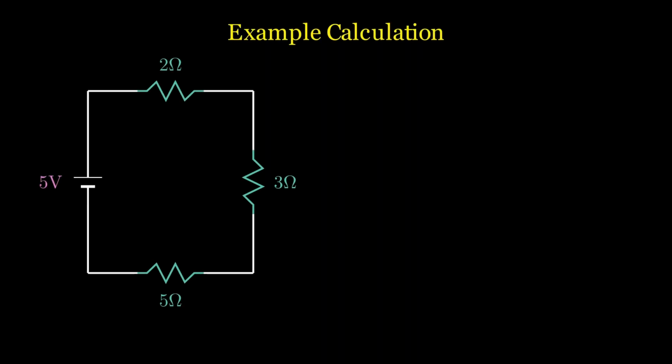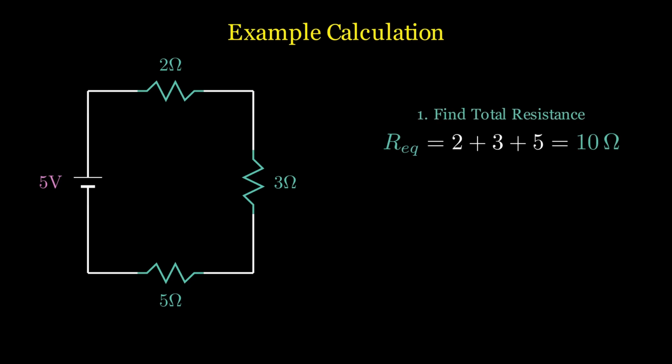We can apply this to an example. For a circuit with an EMF of 5 volts and 3 resistors connected in series of 2 ohms, 3 ohms, and 5 ohms, what is the current? We can replace the resistors in series by a single equivalent resistance of sigma R, ergo 10 ohms. Then we use Ohm's law to solve for current. I equals V over R, so I equals 0.5 amps.